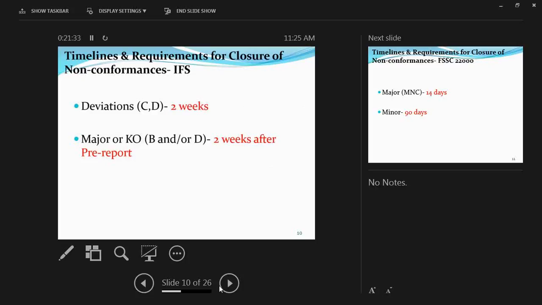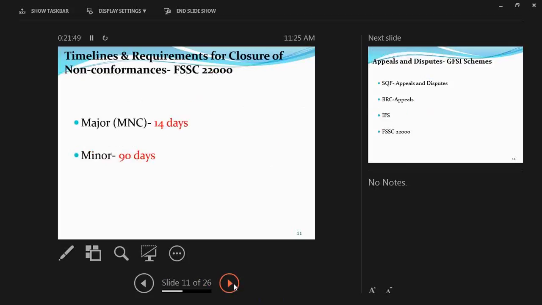If a minor nonconformity is identified, again, you have got 2 weeks. Minor nonconformity is otherwise called deviations in IFS. Okay. And let's see what happens in the case of FSSC.